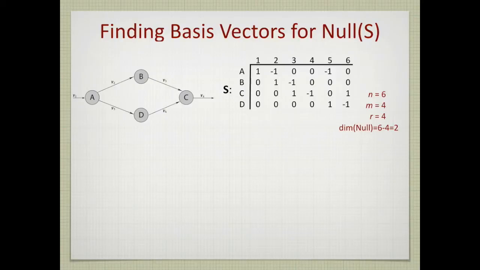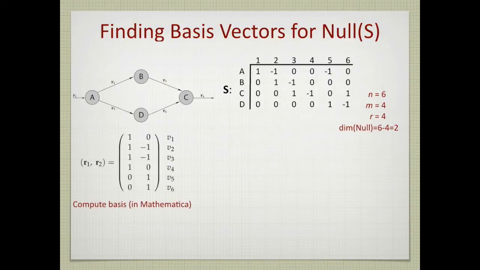And since I have 6 columns and rank is 4, the dimension of the null space will be 6 minus 4, or 2. So we're going to be looking for 2 basis vectors here to span the null space. And the null space will represent all the possible flux states of the system. Now you can calculate a basis for the null space in many different ways. If you just put that matrix into Mathematica and ask for the null space, you get these 2 vectors.